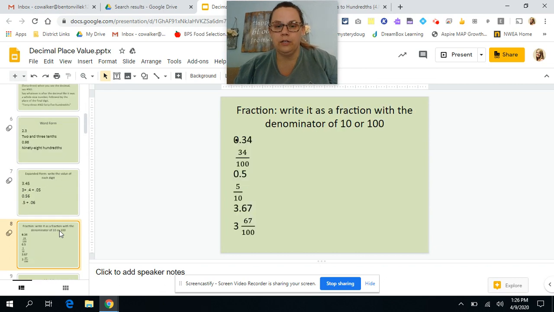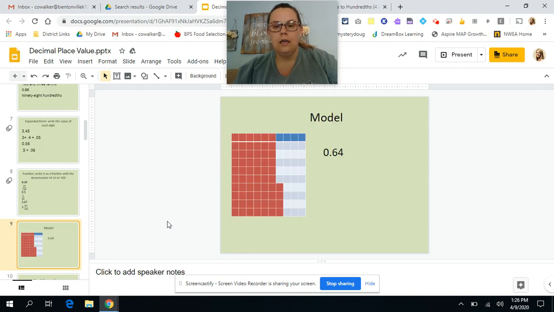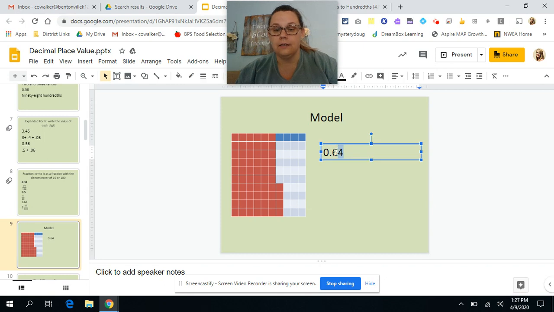Expanded form, you don't really need to know. So this is different ways you could write those. Really what I wanted you to see is this. So we all are familiar with a hundredths cube. You can see there's 100 different blocks in there. And if I said you had 64 of them, this is what it would look like. So you would have 64 hundredths because that's what place value this is in.